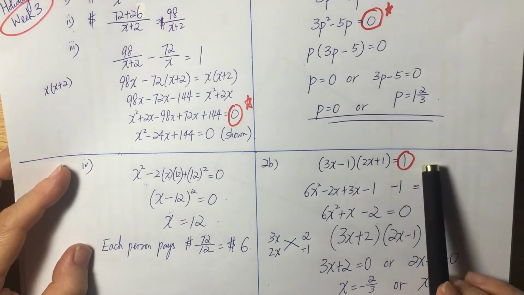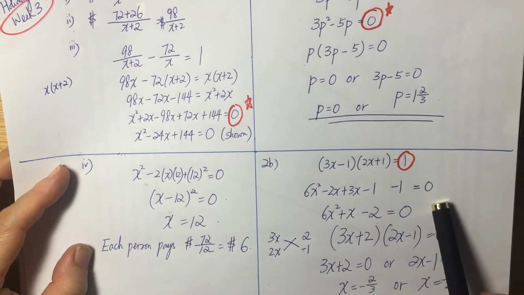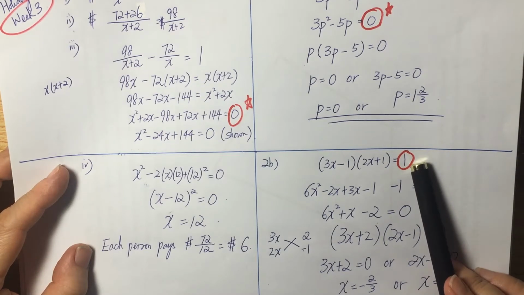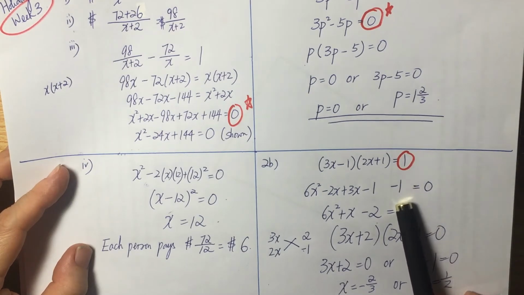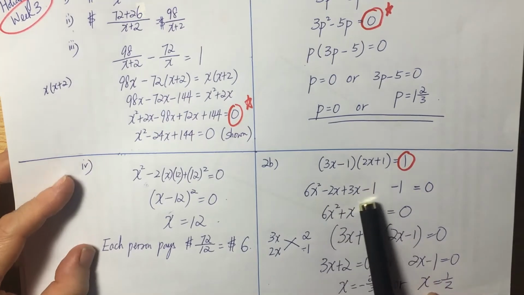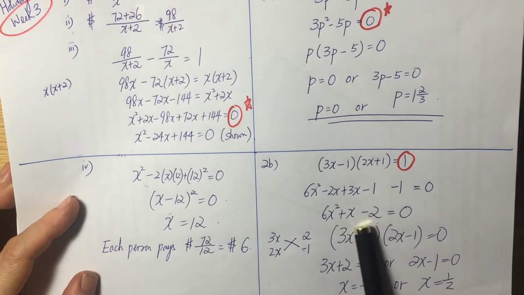So we will never try putting one side to be non-zero. We must always put one side to be 0. So if you put one side to be 0, that means you have to get rid of the 1 here. To get rid of the 1, you subtract 1 from both sides, and then for this part, you can expand out the whole thing and simplify, and you get this.